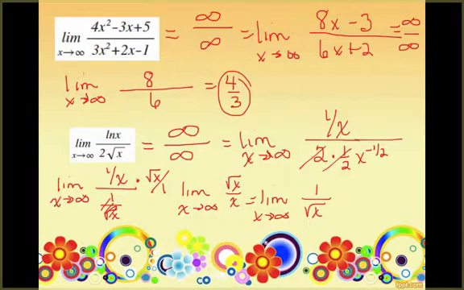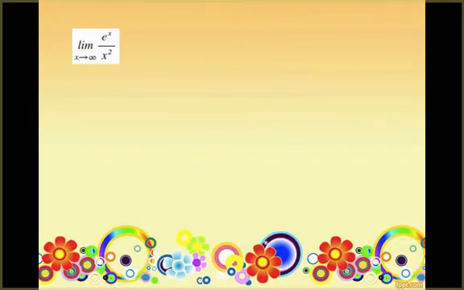So after quite a bit of algebra there, we can get this simplified down to the limit as x approaches infinity of 1 over the square root of x. But that's going to be 1 over a very large number, and we know that when that happens, our limit is approaching 0. In our last example, we're going to find the limit as x approaches infinity of e to the x over x squared.